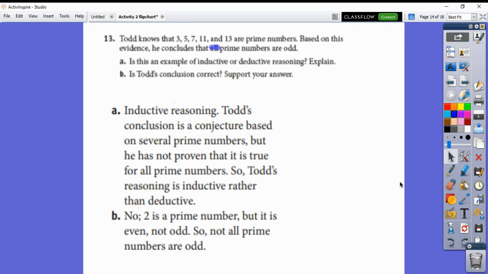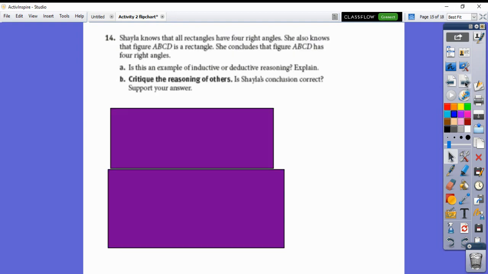So we talked in activity 2-1 that with inductive reasoning, it's easy to make conjectures. It's hard to prove that those conjectures are true. It's much easier to show that they're false. All right, number 14. Shayla knows that all rectangles have 4 right angles. She also knows that figure ABCD is a rectangle. She concludes that figure ABCD has 4 right angles.